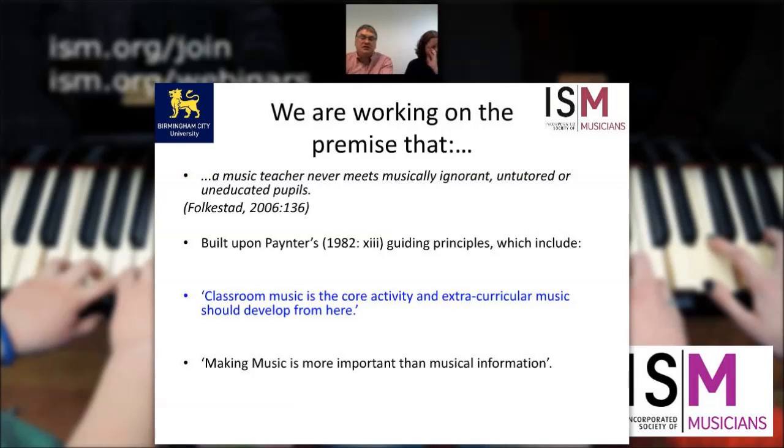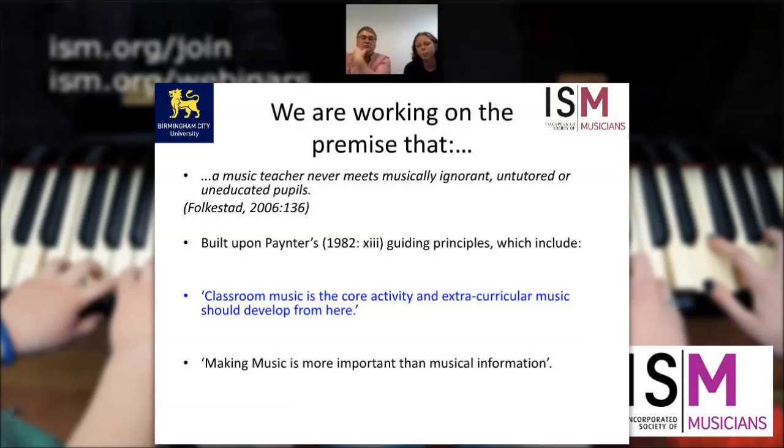One of the things that Goran Folkestad has written about is this first quotation here. A music teacher never meets musically ignorant, untutored or uneducated pupils. We're starting from the assumption that there's music out there all the time. It's very difficult for people to avoid it. I've had doctoral students who've looked at the musical utterances of very, very young children. And so we can go back to very early ages to see that there is musical experience there. Now, whether we then think that this is the sort of musical experience or knowledge which is appropriate for what we want to be developing in schools, that's a very different issue. But I think it's quite important that at whatever stage we are, we're not really dealing with people who are a blank slate.